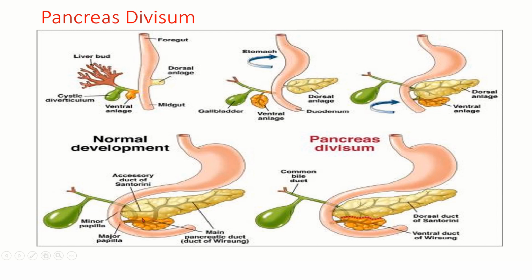So now this is the normal pattern. But if the dorsal duct opens separately and the ventral duct opens separately, then this type of condition is called pancreas divisum. Remember, pancreas divisum.